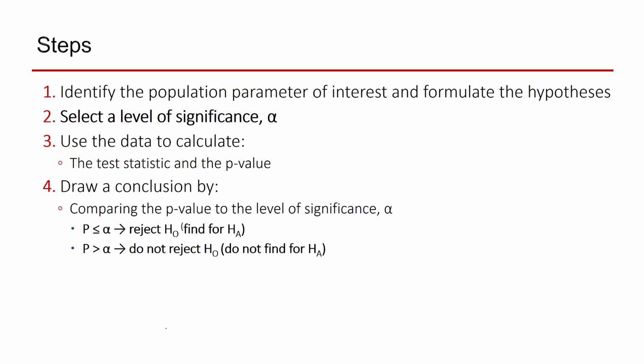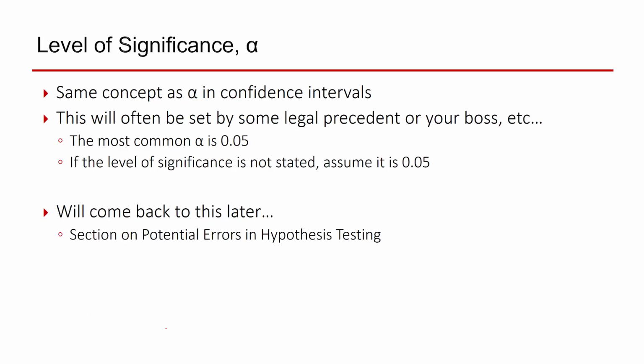So now we need to find our level of significance, alpha. So the alpha level is the same concept that it was in confidence intervals. This is often going to be set by some legal precedent or your boss or me. The most common alpha by far, the most common significance level is 0.05. If the level of significance is not stated, you can just go ahead and assume that it's 0.05.